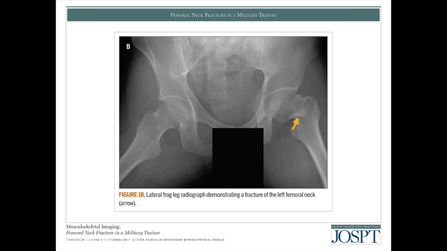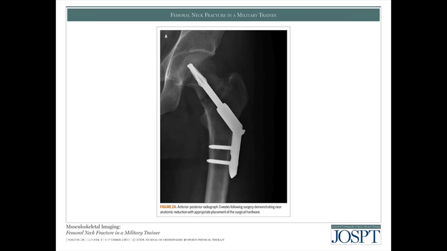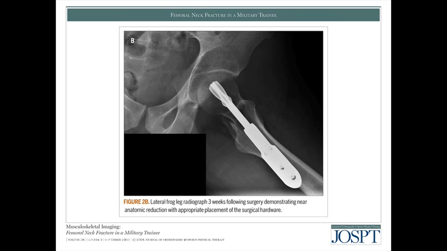Okay, and these are the frog views, where you can get a better view not only of the joint but also of the fracture. And you can see anatomic reduction and placement of the fixation device. That's a frog view, again showing that reduction.